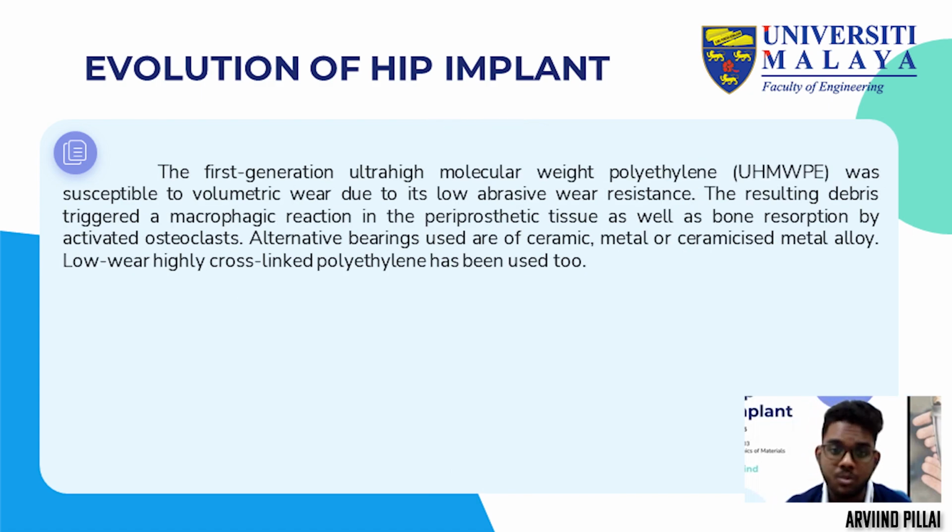bony gap. Last but not least would be the first generation of UHMWPE, which is ultra-high molecular weight polyethylene, was susceptible to volumetric wear due to its low abrasive wear resistance. The resulting debris triggered a macrophage reaction in the periprosthetic tissue as well as bone resorption by activated osteoclasts. Alternative bearings used ceramic, metallic, or ceramicized metal alloy. Low wear, highly cross-linked polyethylene has been used as well. So this was a glimpse into the past of the evolution of hip implants.